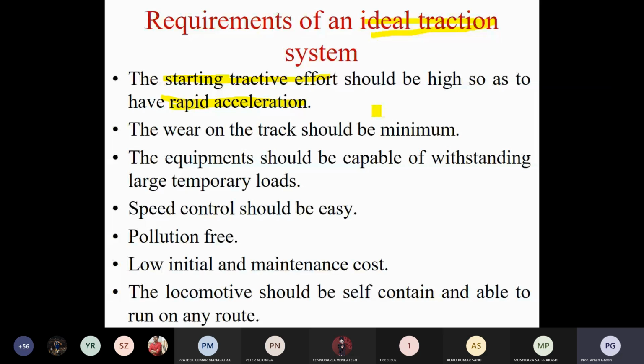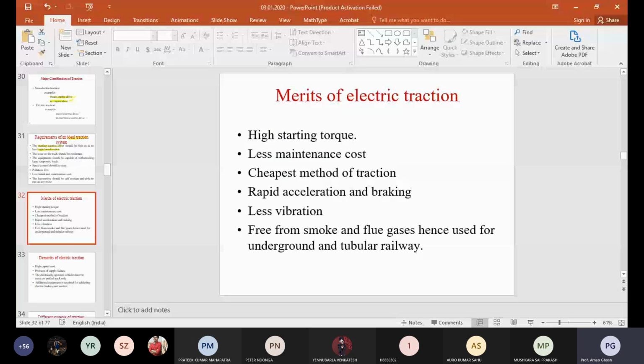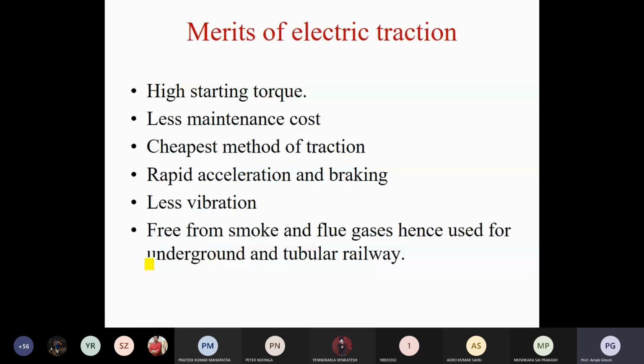Then, merits of electric traction. Initially we discussed the advantages of ideal traction; now what are the important merits? First, high starting torque: we are using a traction motor, so it inherently has high starting torque. The second is less maintenance cost. Electric traction means less maintenance cost, and it is the cheapest method of traction.